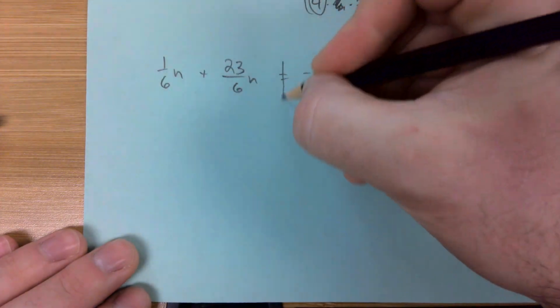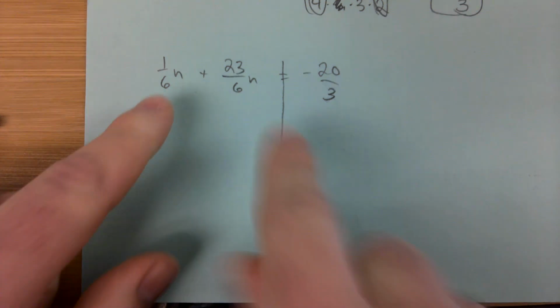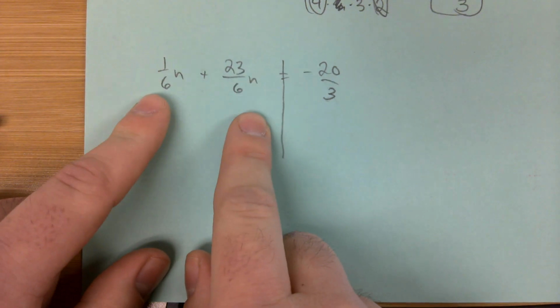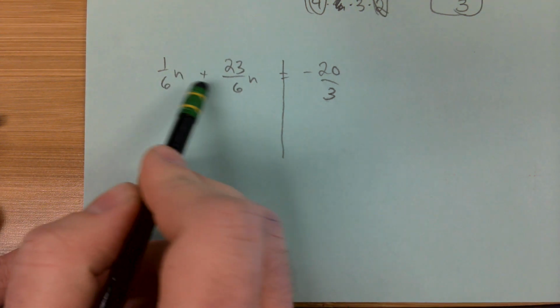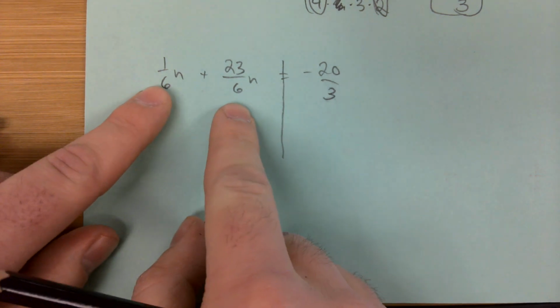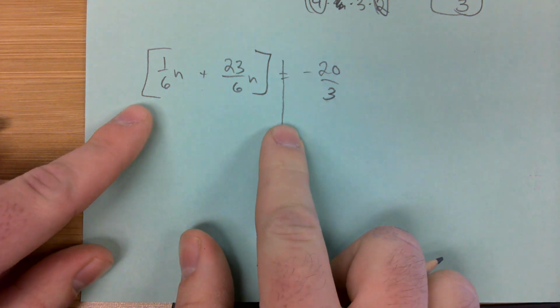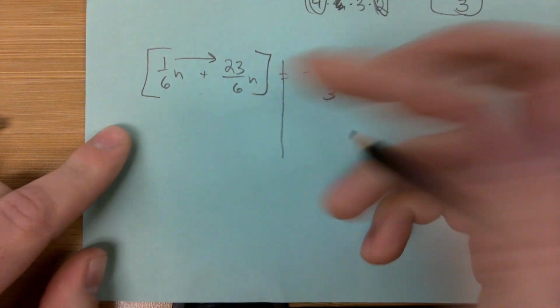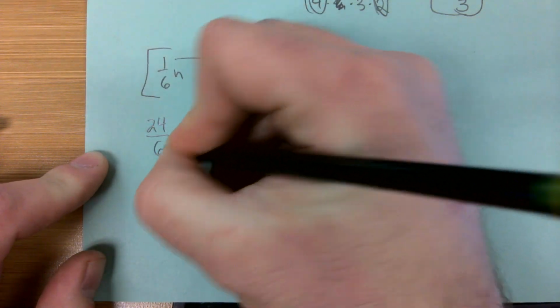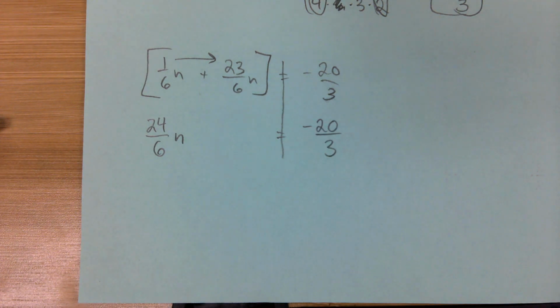What do we notice about the left side of this equation? Anyone notice anything interesting about our denominators? They're the same, right? Do we have the same type of term here? Are these like terms? Yeah, they are. So, because we have two fractions that are like terms with the same denominator, can't we just combine these like terms right away? Yeah, right? That would give us 1 plus 23 over 6, which is 24 over 6n, equals negative 20 over 3.